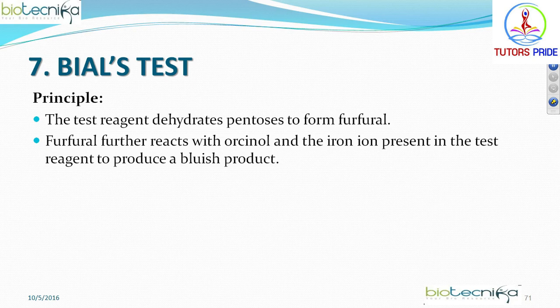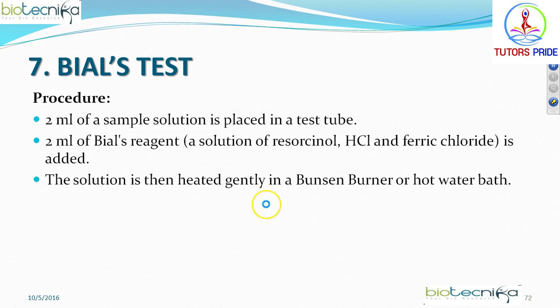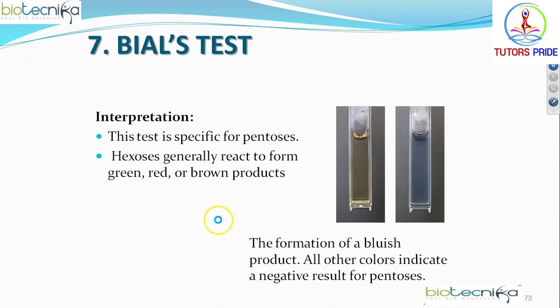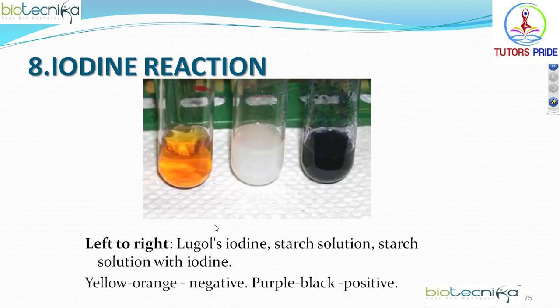And that furfural, whatever is formed right now, will react with orcinol, one reagent, and iron. Orcinol in the presence of iron. So what will happen? It will form a bluish product. So you can say Bial's test is positive. Okay, and the solution is then heated gently on a Bunsen burner or a hot water bath. Okay, so as you can see here, the reaction.